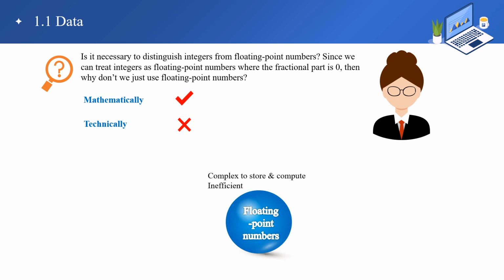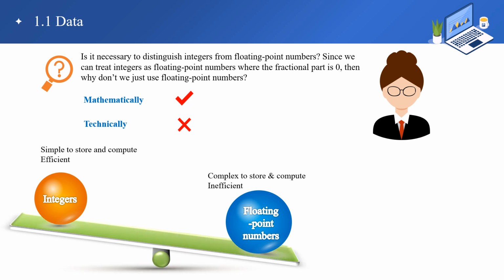Since it is much simpler to store and compute integers than floating point numbers, processing integers in floating point format is as inefficient as processing real floating point numbers. So that is not a wise choice to make, particularly when the computation mainly involves integers. As computers cannot know the difference, it is the programmer's job to make the right decision.